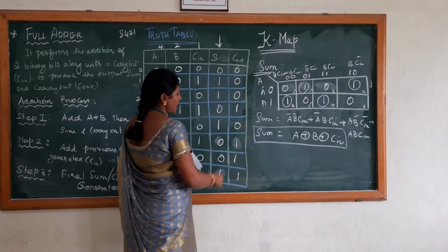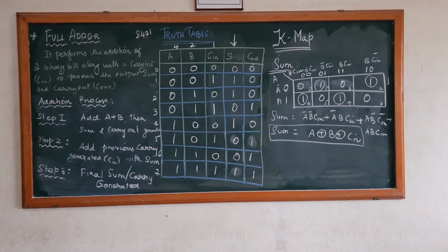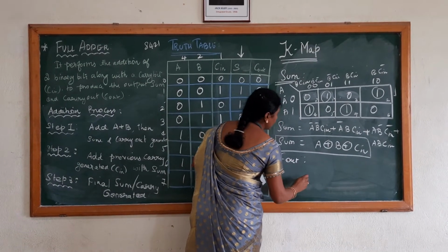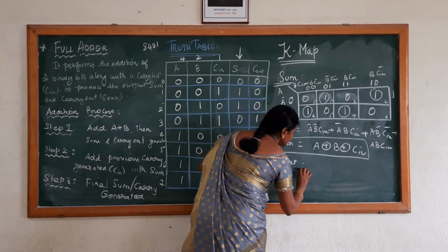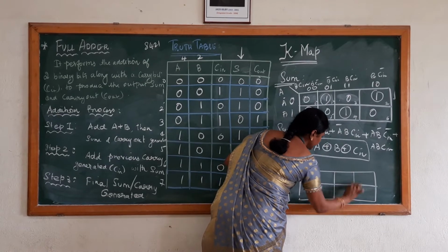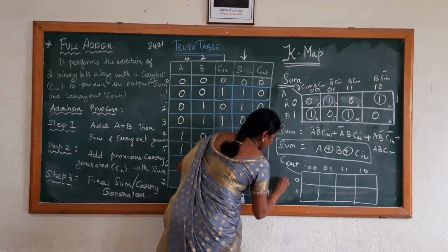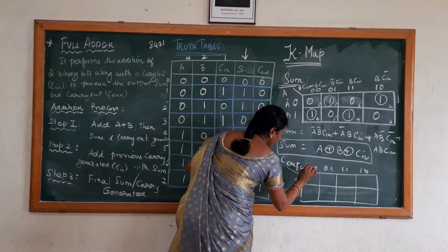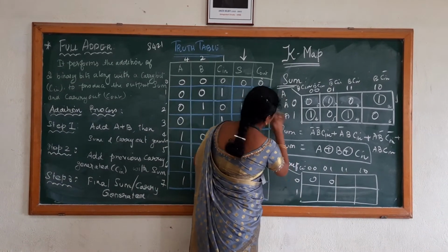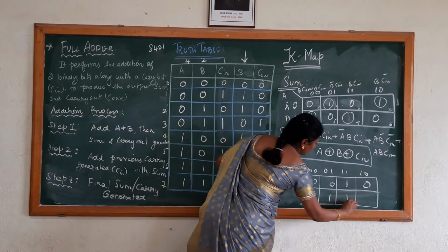Next, coming to your Cout, that is your carry. Similarly, you have to plot for your Cout. I'll make it fast. Since I know it already, it is 0, 0, 0, 1, 0, 1, 1.